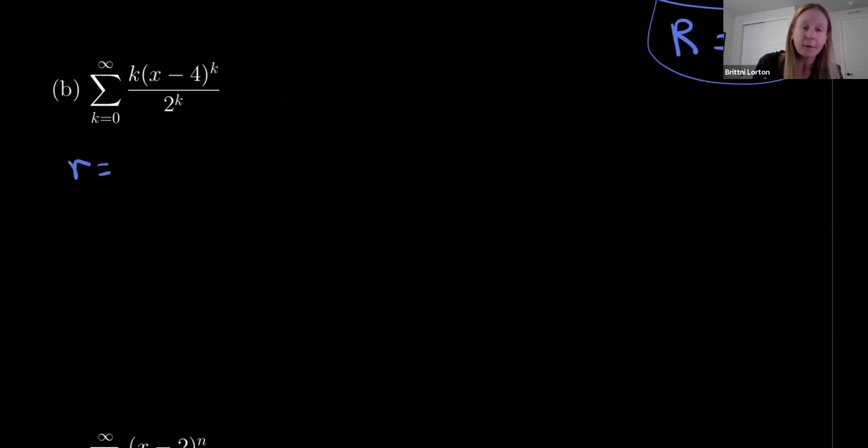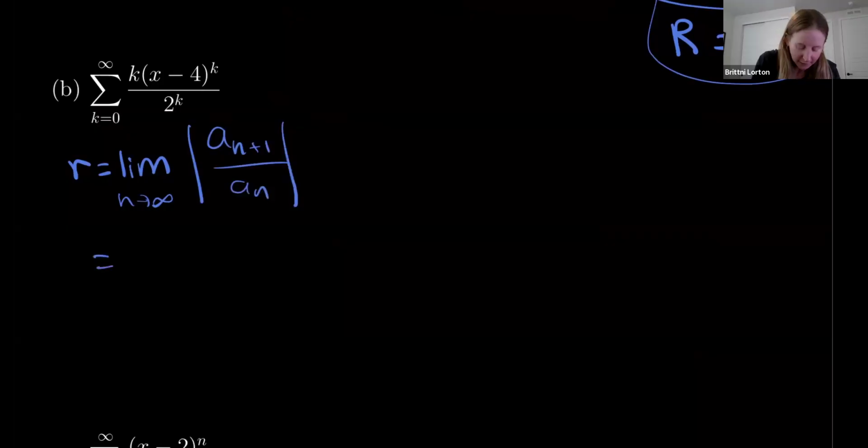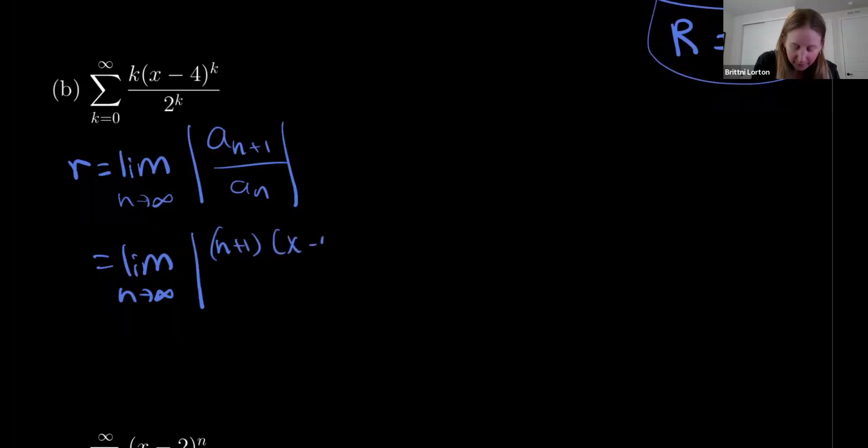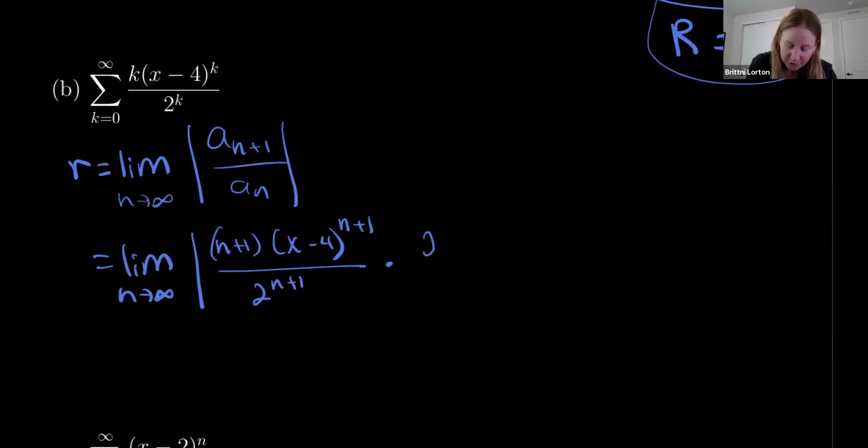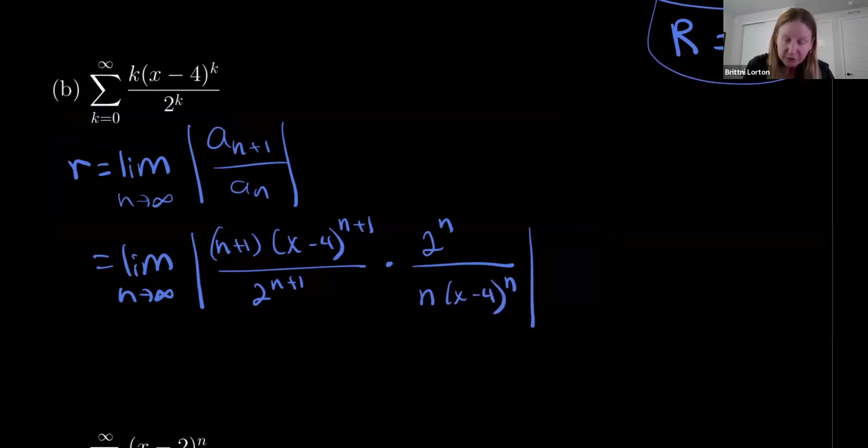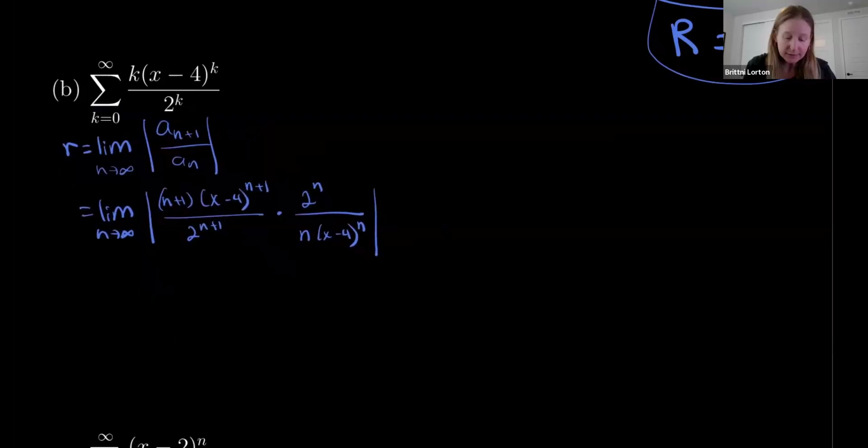So in this example, I'm going to do the ratio test again, which is the limit as n goes to infinity, and I'm going to do the absolute value of a sub n plus 1 over a sub n, which becomes the limit as n approaches infinity of first plug in n plus 1, not for x, but for k, for your counter, and then divide by plugging in n, which is the same thing as multiplying by the reciprocal. And then do some algebra to simplify.